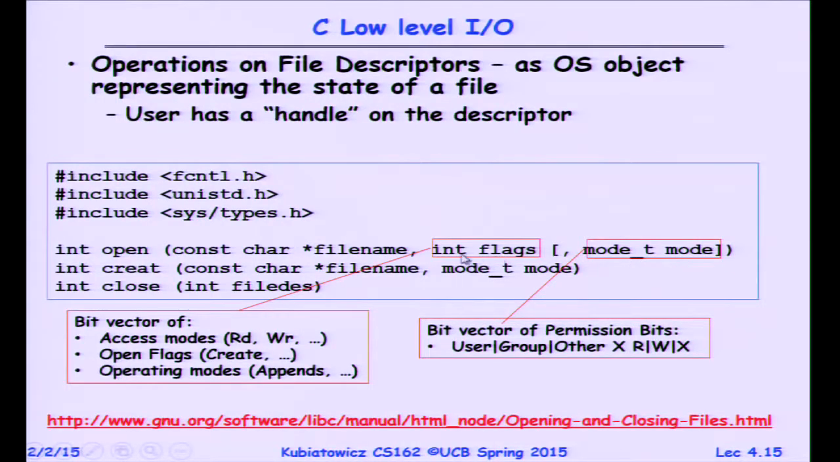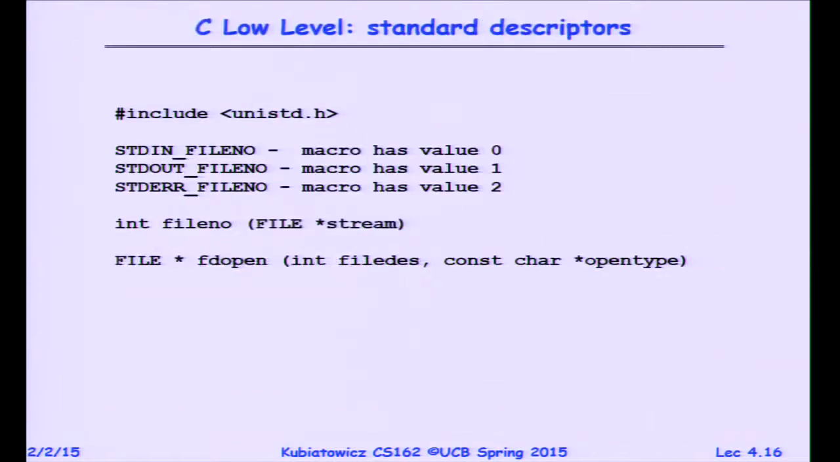What I did want to point out here is notice the return value here is an int, not a file star. So these are just regular integers starting with 0 that represent the open file descriptor, and they are the actual interface between the kernel and the user as to which files are open. Okay? And so in particular, standard in, standard out, and standard error have file descriptor 0, 1, and 2.